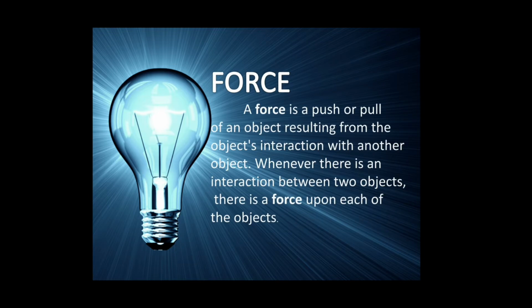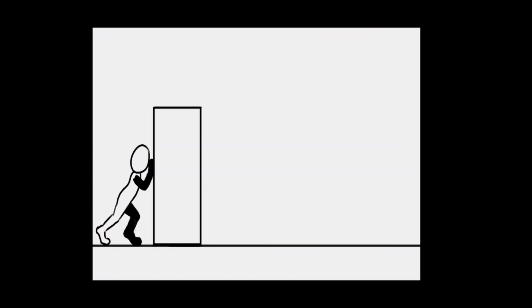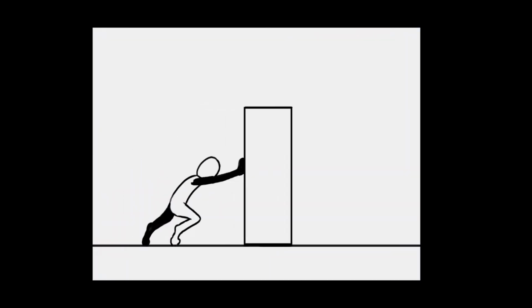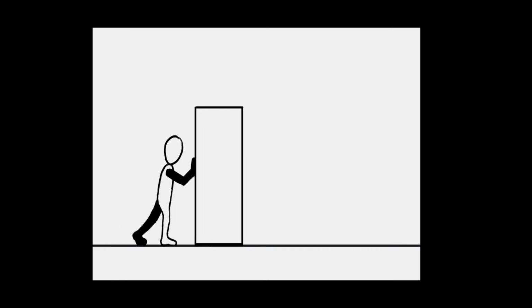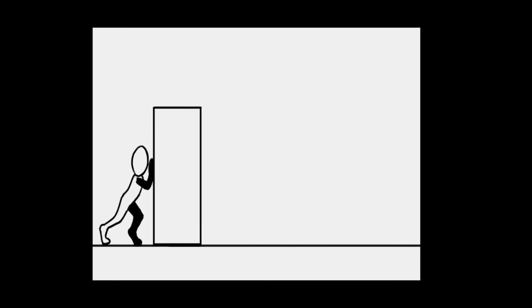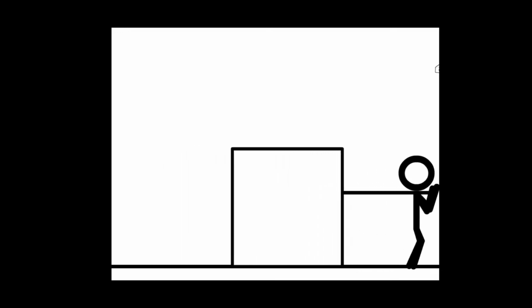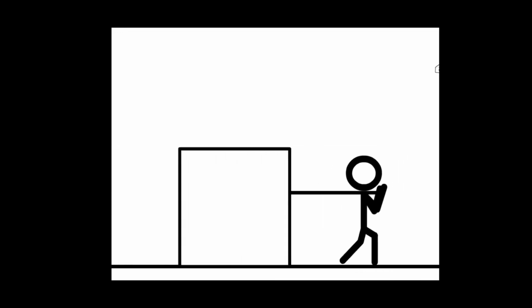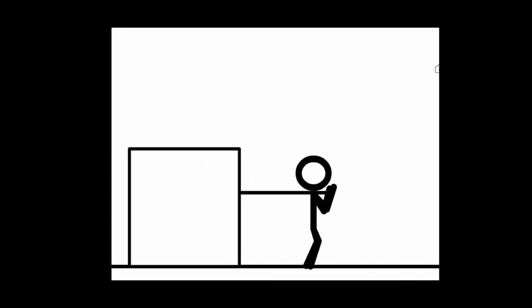Force is generally a pull or push of an object. When two objects come in contact, they exert force upon each other. This is an example of push. The objects tend to be moving forward as the man exerts force on this object. And this is an example of pull. The objects tend to be moving along with the man as force is exerted here.